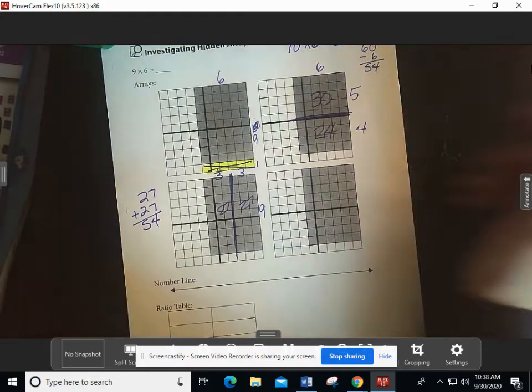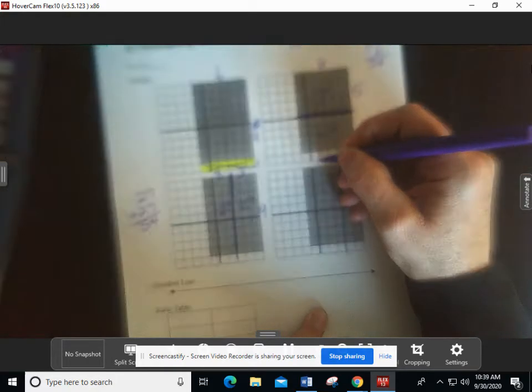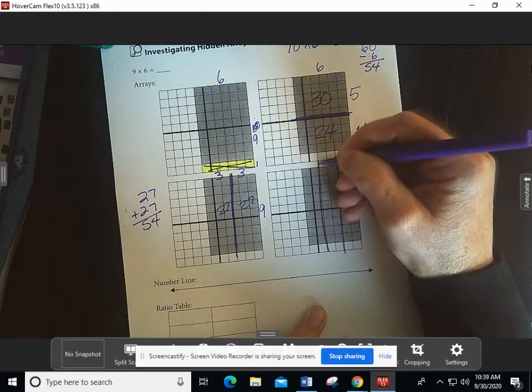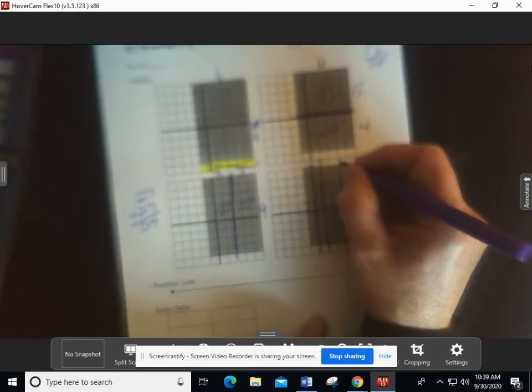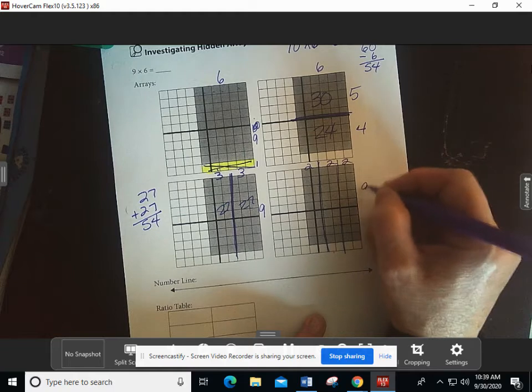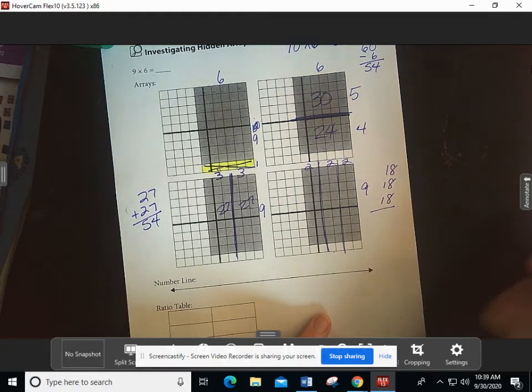And some people would rather work with groups of 2. Nothing wrong with working with groups of 2. So we have a 2 times 9 and a 2 times 9 and a 2 times 9. So we have to add 18 3 times. That doesn't sound as much fun though, adding the 18s.